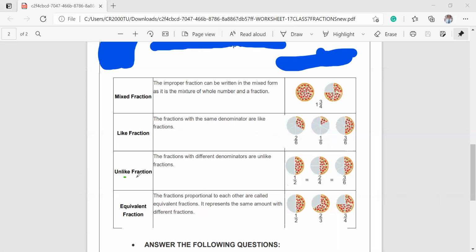So let's move on. Unlike fractions. Now the opposite of a like fraction is known as unlike fractions, and now you have to sharpen your mind to hear it. The fractions with different denominators are unlike fractions. So this is pretty easy.